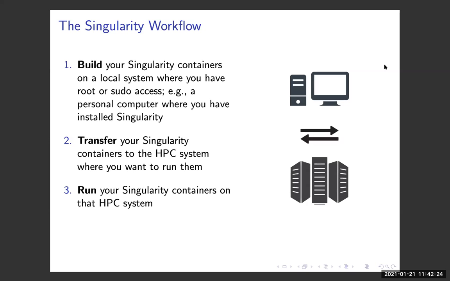And then, once you have your custom software environment built in your container, you just transfer that Singularity container file to the system you want to run on, and you run that container on the system. That's it, right? So the first part is the hard part.